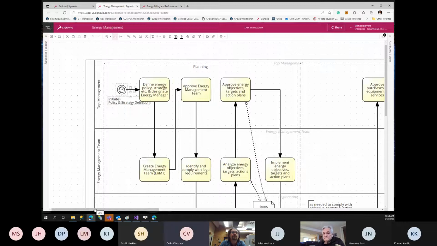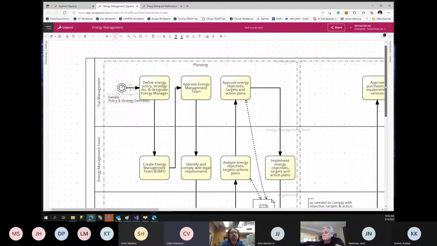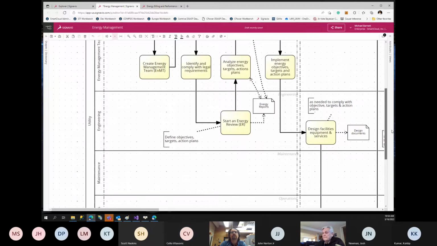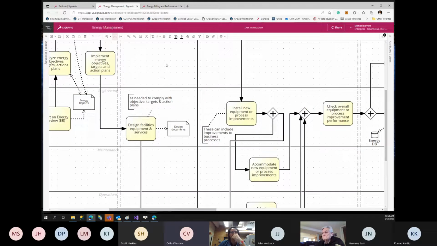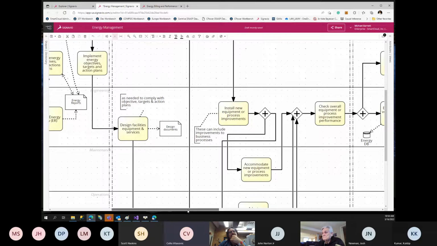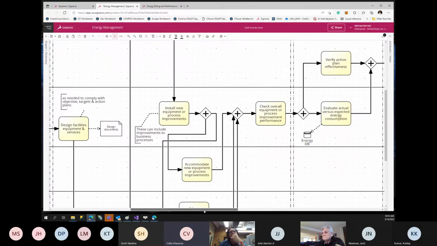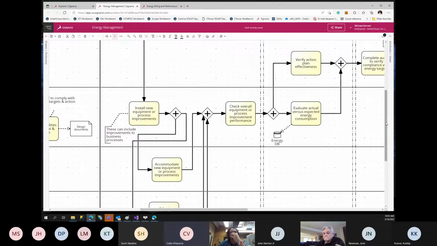Mike, if you can go down and to the right a little bit. Yeah, there's a box here that says under operation, check overall equipment or process improvement performance. I think the kind of feedback that you're suggesting is that once you check it, you may want to make some operational adjustments. And I think that this is what Eric was speaking from experience. Would that be accurate, Eric?